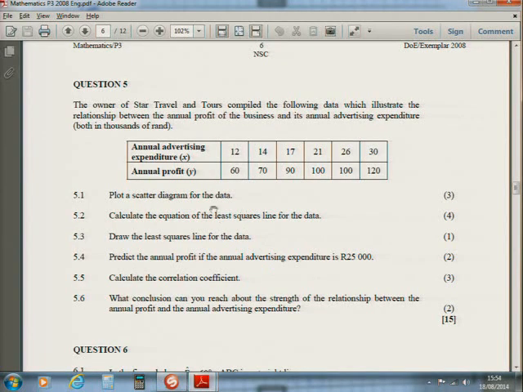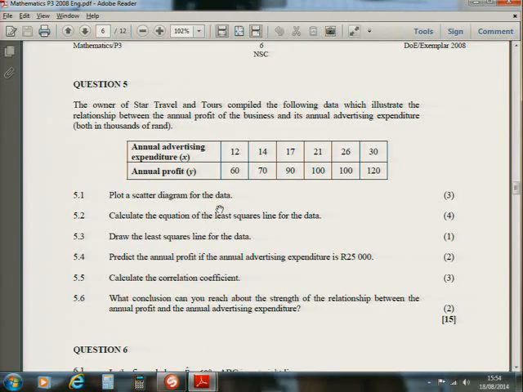Can you all see the question? Annual advertising expenditure, what you spend to advertise. The company here, Star Travel and Tours, spent 12 rand. What was the profit? Annual profit was 60 rand. Now plot a scatter diagram. I'm leaving the points on the screen for you now to plot them on your graph paper. Remember I said the ruler sometimes helps you a lot to draw this properly. Let's draw now. It says 12 there. 12 gives us 60.